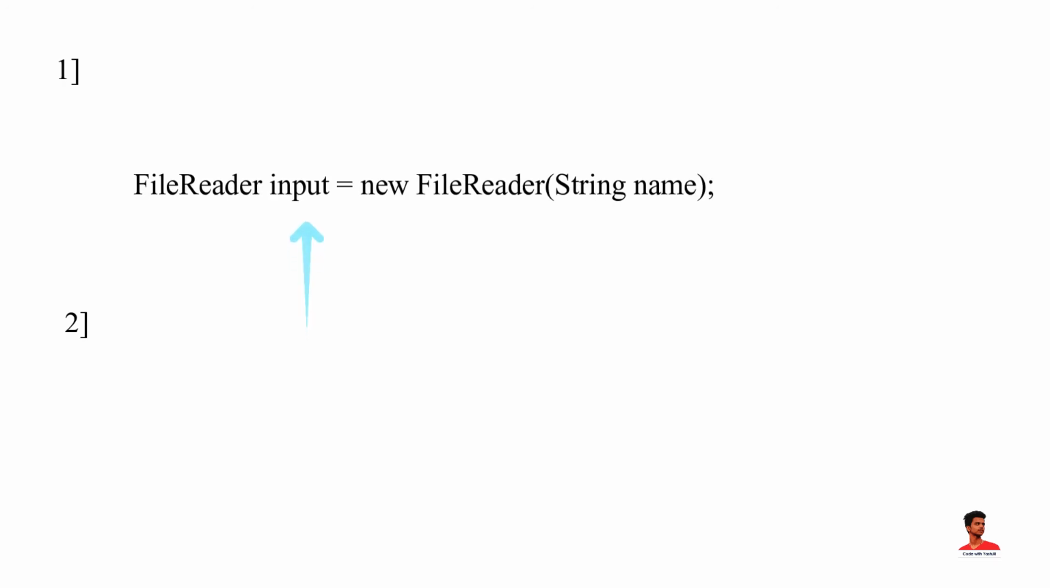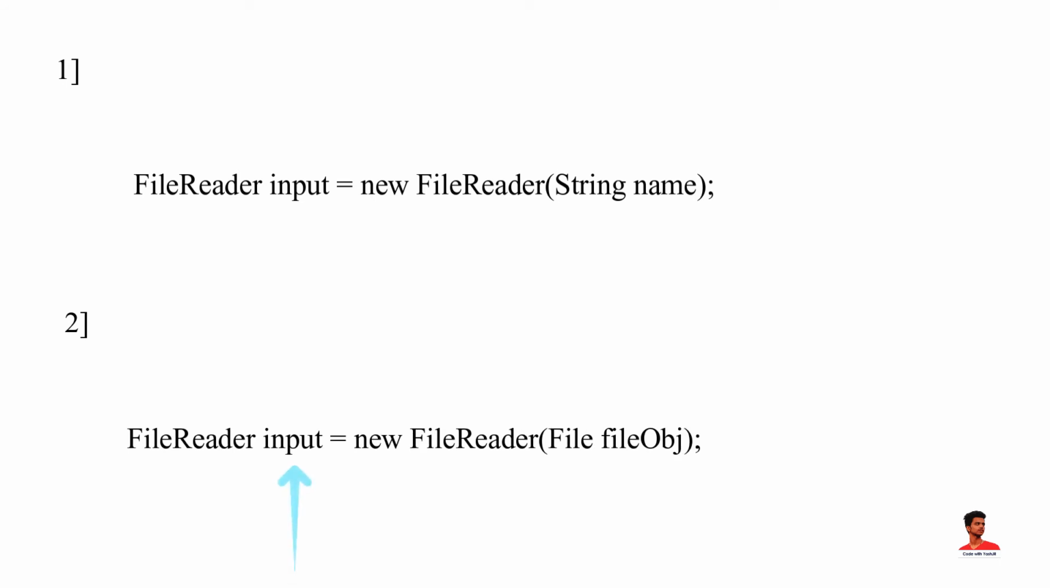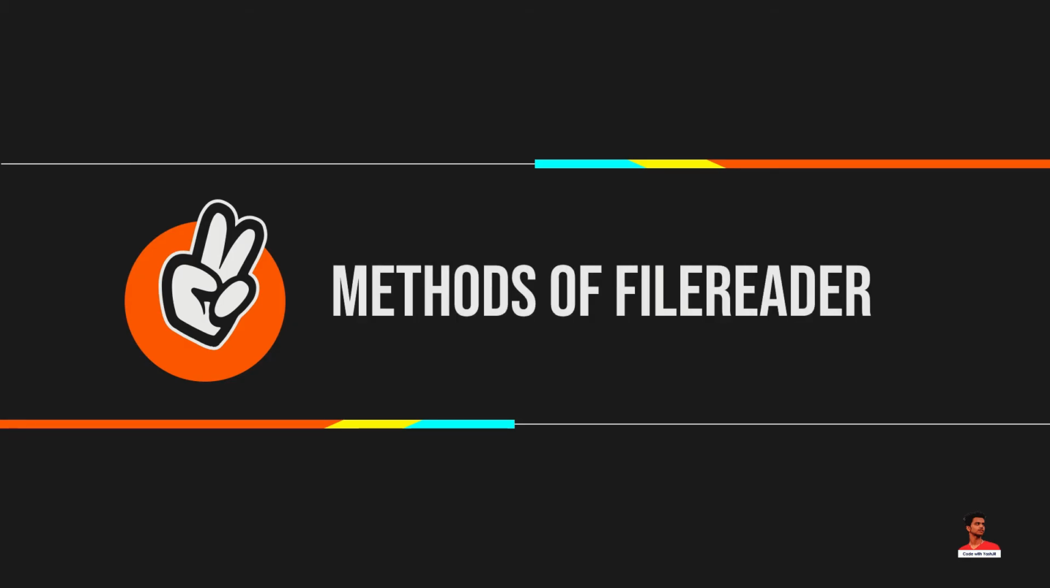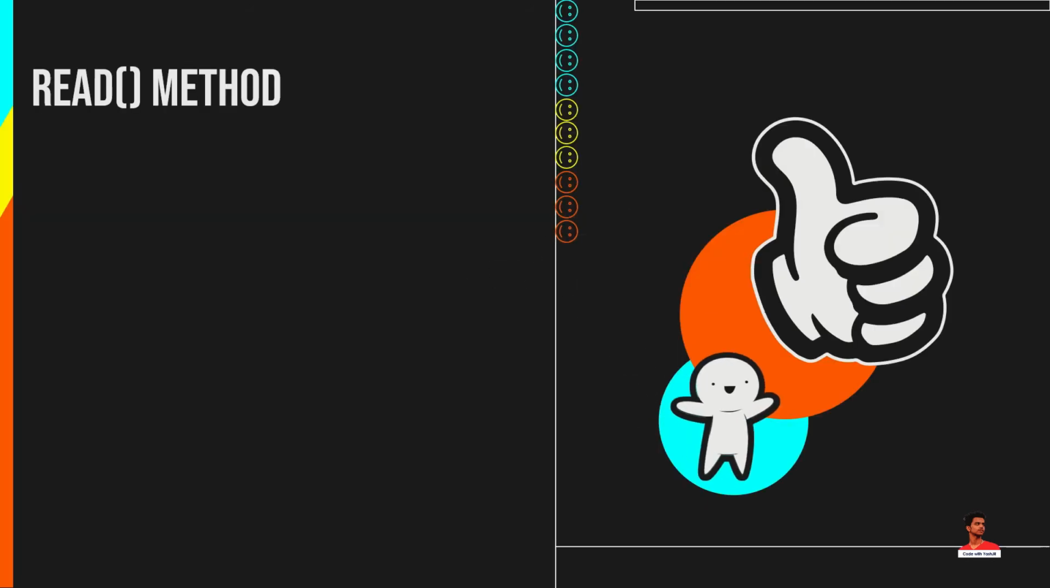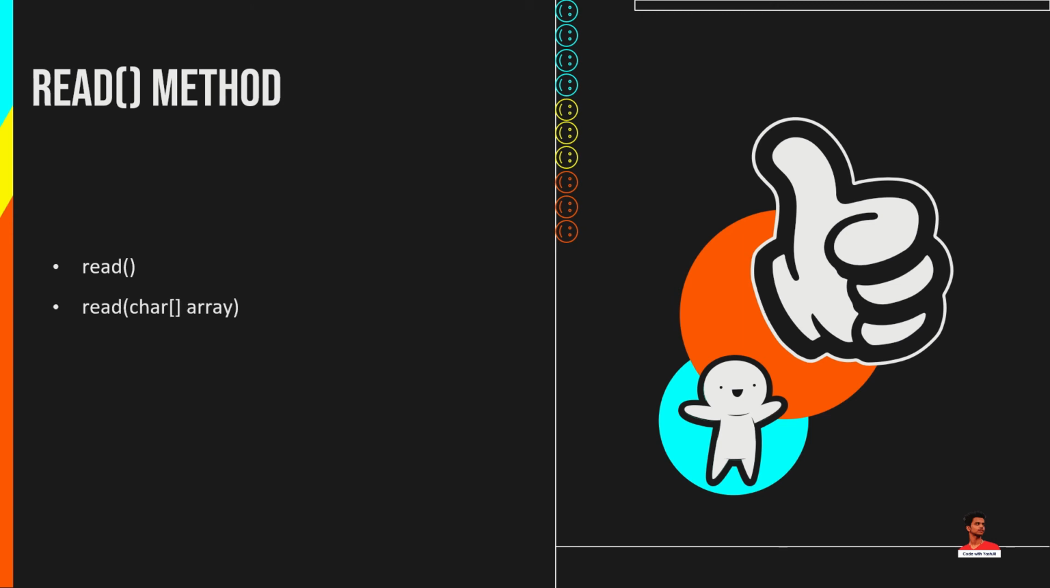Here, we have created a FileReader that will be linked to the file specified by the name. Here, we have created a FileReader that will be linked to the file specified by the object of the file. The FileReader class provides implementations for different methods present in the Reader class. Reads a single character from the reader, reads the characters from the reader and stores them in the specified array, reads the number of characters equal to the length from the reader and stores them in the specified array starting from the position start.